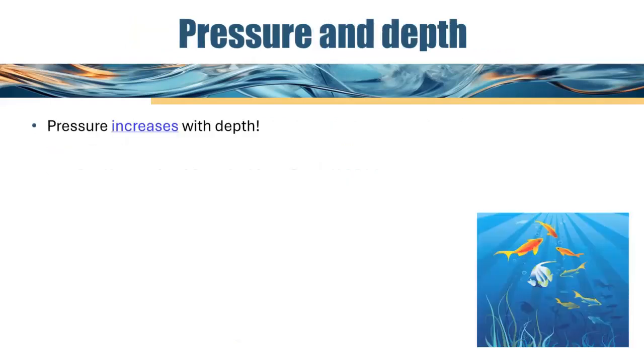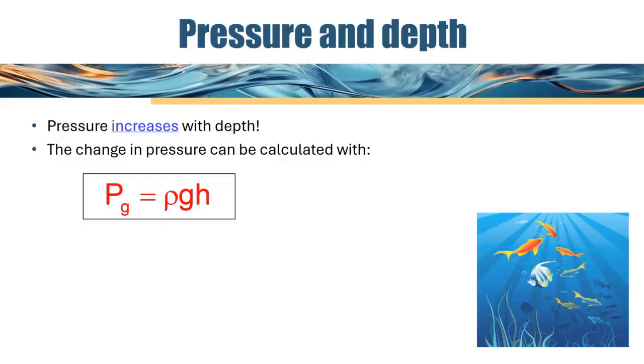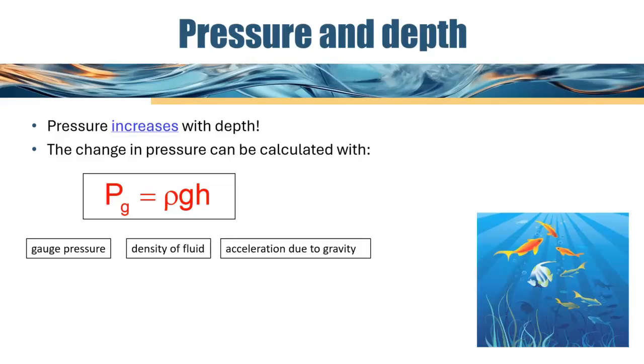So if pressure increases with depth, we can calculate the change in pressure with the equation P equals rho GH. This P technically is gauge pressure, because gauge pressure is defined as the change in pressure from sea level. And rho is the density of the fluid, G is the acceleration due to gravity, or 9.8, and H is going to be the height of the fluid, or the depth that that person is at.